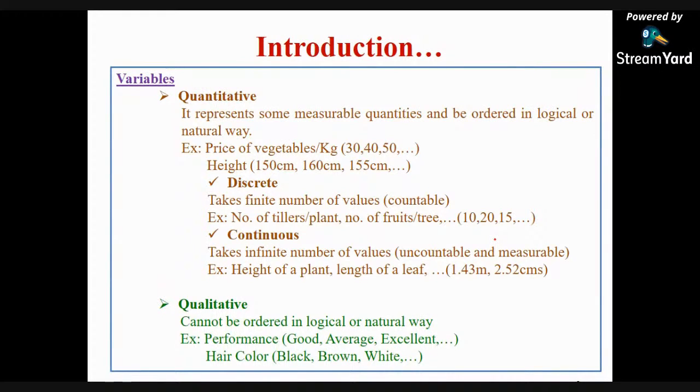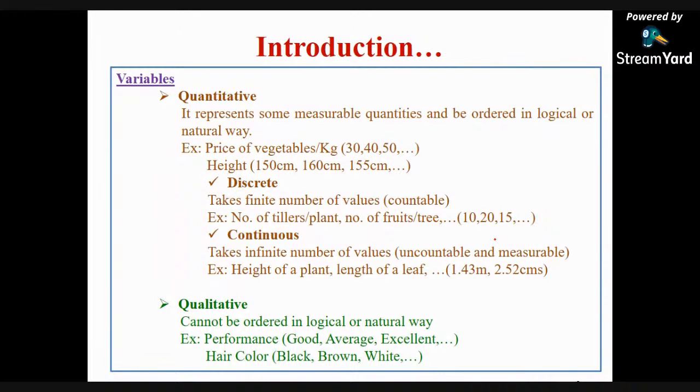Now in the continuous case, it takes an infinite number of values which are uncountable but measurable. Suppose examples are the height of a plant, the length of a leaf, or the height of the participant itself. It can be 1.43 meters, 2.52 centimeters. Now in this case, it depends upon the scale of your measurement.